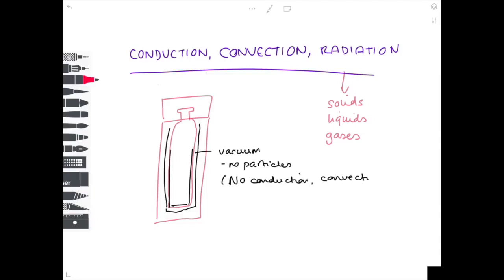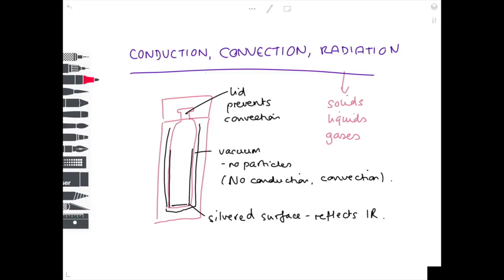And as always, I'm linking the property with which type of heat transfer it prevents. There are silvered surfaces which line the bottle or line the flask. The point of that is that it reflects infrared radiation back at the contents of the flask, keeping it hot or keeping it cold. The lid prevents convection currents, which I've already touched upon. And you can say that the whole thing is made out of plastic, because plastic is a good insulator.